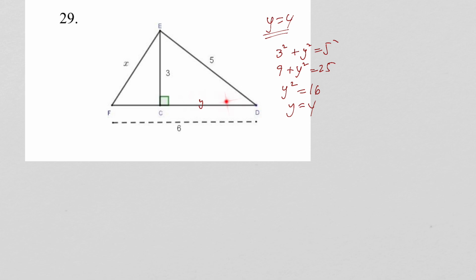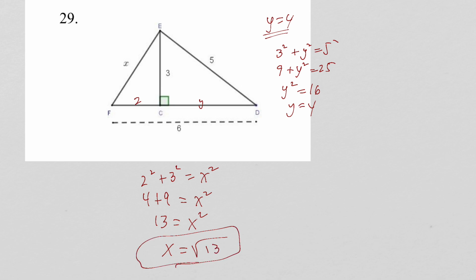Okay. Now, if this is 4 and this entire thing is 6, that makes this 2. And then what I have here is a right triangle, and I have 2 squared plus 3 squared equals x squared. So x is equal to the square root of 13.